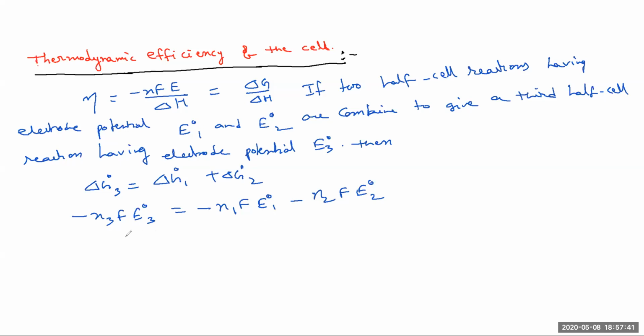Okay, you can take the common factor: the negative minus sign is common, it will be cancelled. Then F is also common, it will be cancelled. Therefore, E03 is equal to n1 E01 plus n2 E02 divided by n3. Okay, this formula also has to be noted. With this type, I'm getting different formulas available to do the problems.